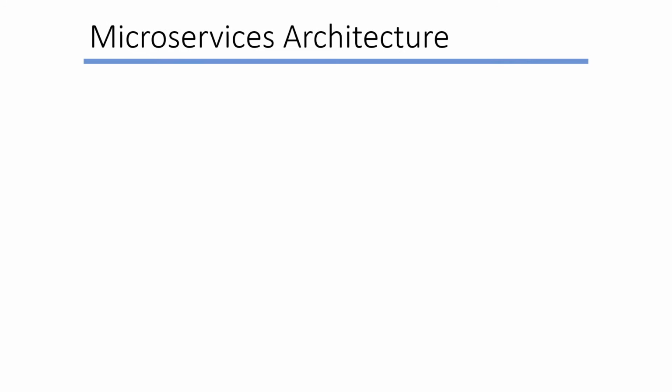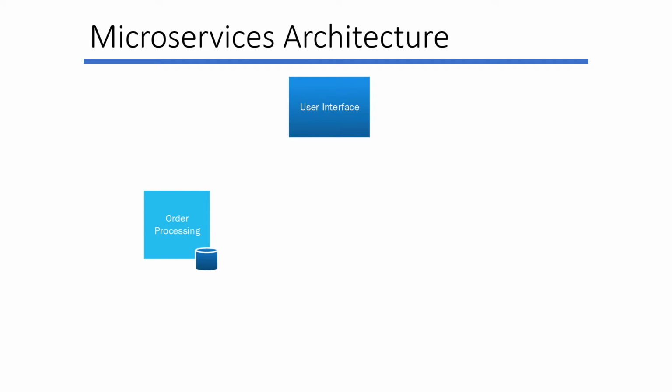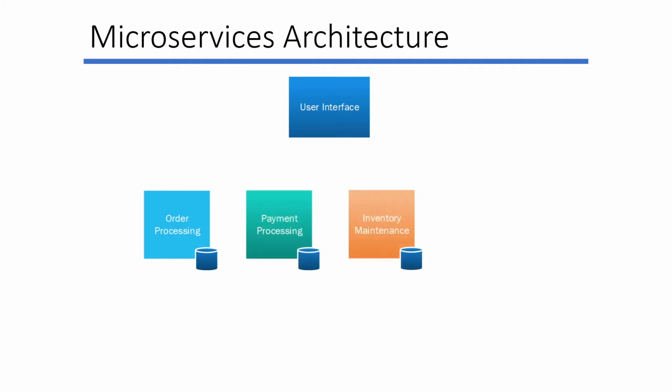Using the same example as before, an online shop developed based on a microservices architecture may look like this. A user interface application clearly separated from the business domain services of order processing, payment processing, inventory maintenance, and customer support. These individual apps have their individual databases, forming complete and separate components that address only specific business problems.